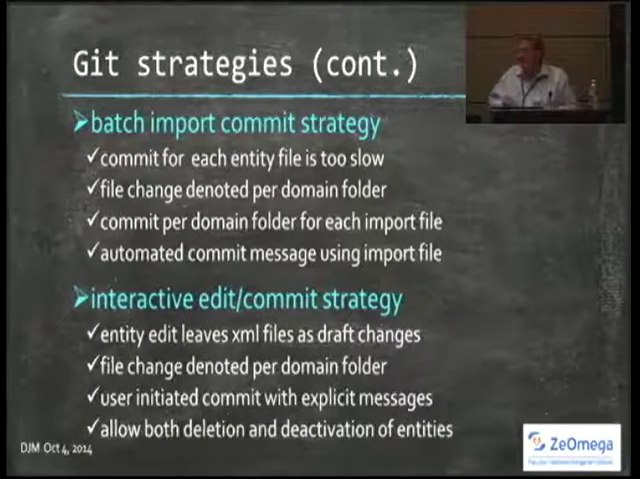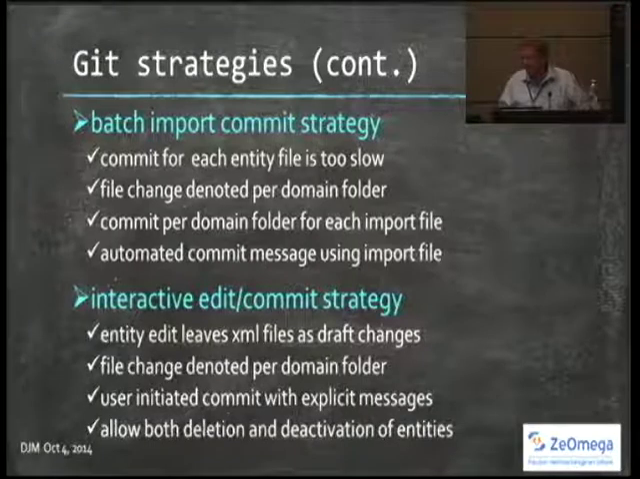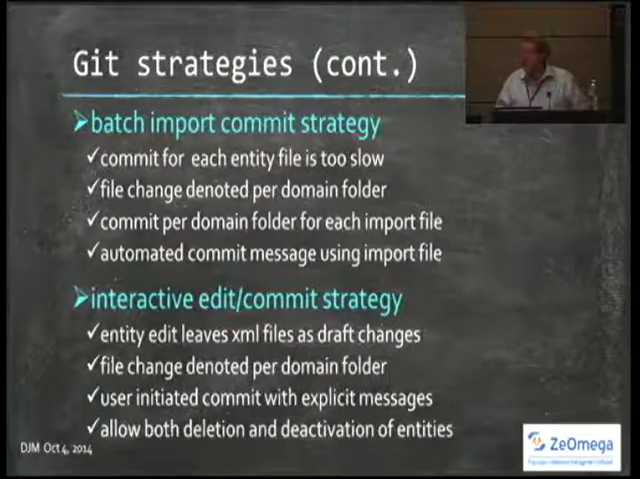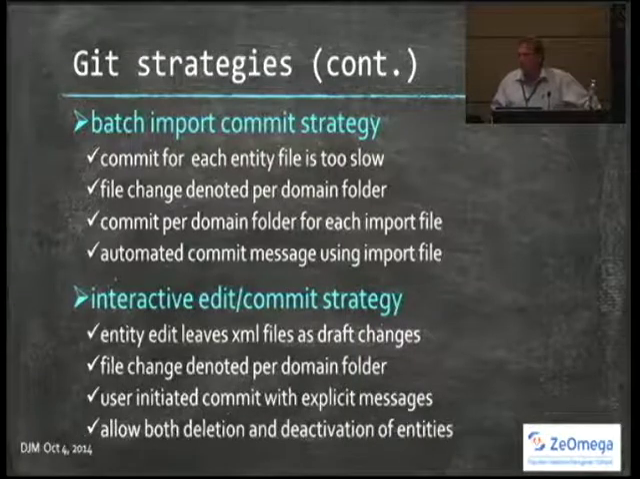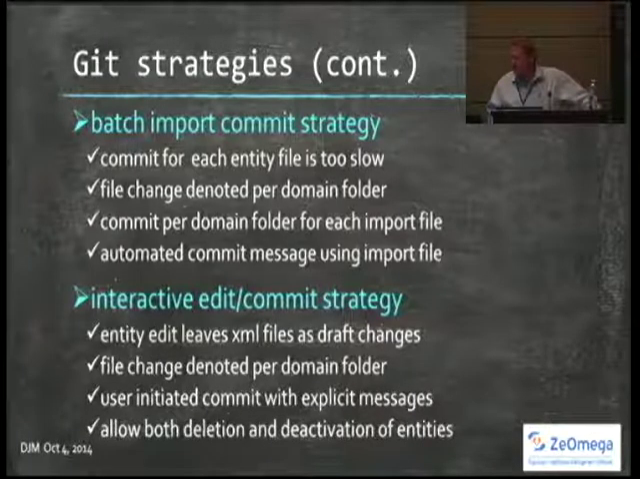And then they'll see this as a list of changed files for that repository, and then they can decide to selectively commit some of those when they're ready for them. So the file change is denoted per domain folder, and you can initiate explicit commits when they're ready. That's not much different than what they're currently doing. They have to publish definitions in the system they're currently using, and so this publish is like a commit in the system. And we eventually will allow both deletion and deactivation of these entities if we're not using them anymore.